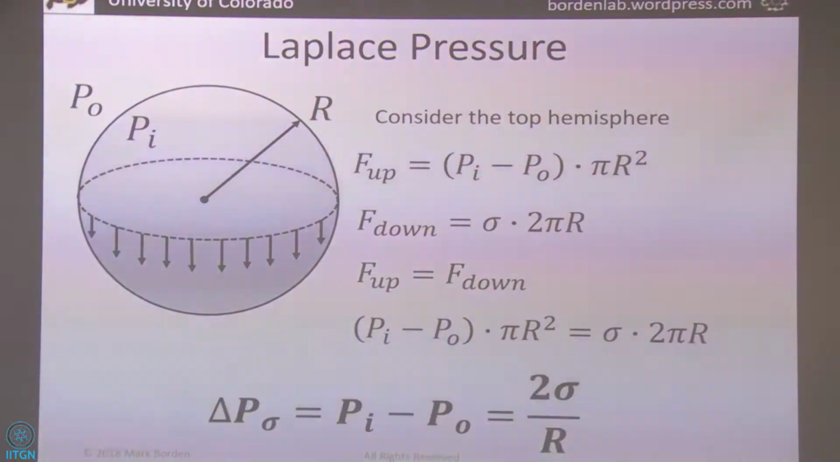You can set those terms equal and solve for the difference in pressure. And that comes out to be 2 times sigma, which is the surface tension, divided by r, which is the primary radius of curvature. So 2 sigma over r. What to notice is that the pressure is going to be linearly proportional to surface tension, and it's inversely proportional to radius. The smaller the radius, the bigger the pressure.